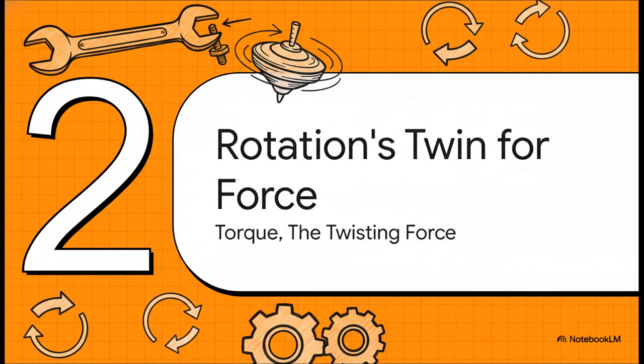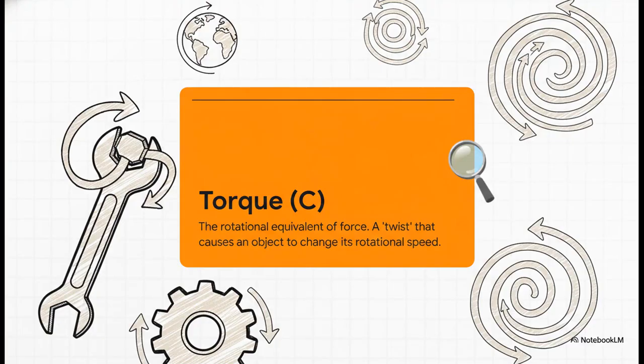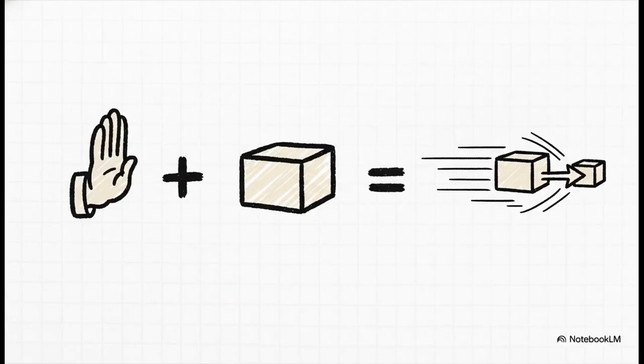All right, so if moment of inertia is kind of like rotational mass, then what's rotational force? I mean, if you want to make something move in a straight line, you apply a force. So if you want to make something spin, you apply a torque. Yep, torque is the rotational twin of force. It's that twisting action that makes an object change its spin. Think about tightening a bolt with a wrench. You're not just pushing on it, you're applying a twist. You're applying torque.